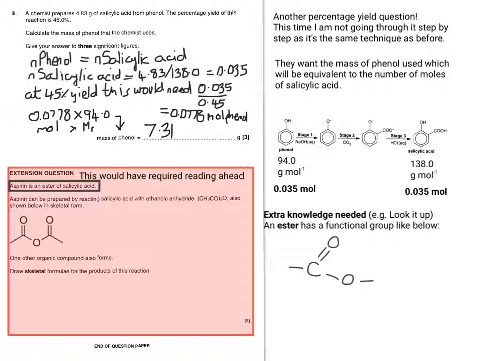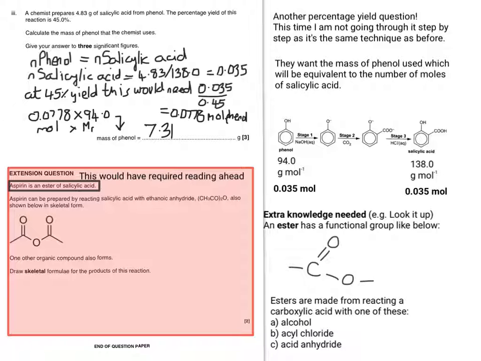looked up an ester. Now, it sort of mentions it very subtly in passing, but it says aspirin is an ester of salicylic acid. So you can see from the structure top right of the page what salicylic acid actually is. It's got a COOH group. And we make esters by reacting a carboxylic acid, which salicylic acid clearly has, with either an alcohol, an acyl chloride, or an acid anhydride. Now, because ethanoic anhydride has the name anhydride in it, it must mean that it's an acid anhydride. But this isn't the only possibility.